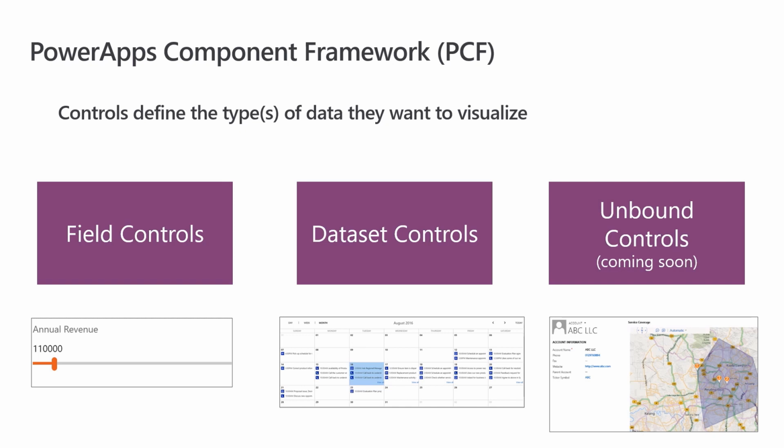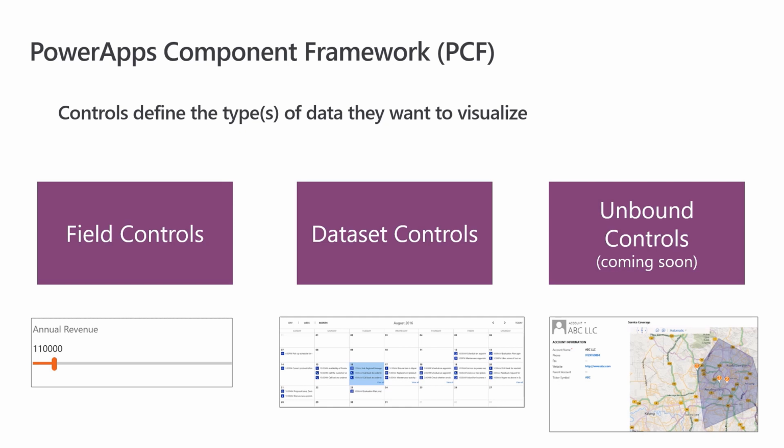So for example, the field controls tie one-to-one with a field on the form. Data set controls are intended to work with a set of data, so you might replace a traditional grid that just lists the data with a calendar more visually showing the events based on the start and end date that the events have.